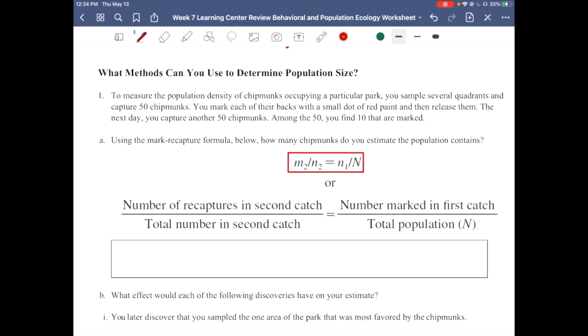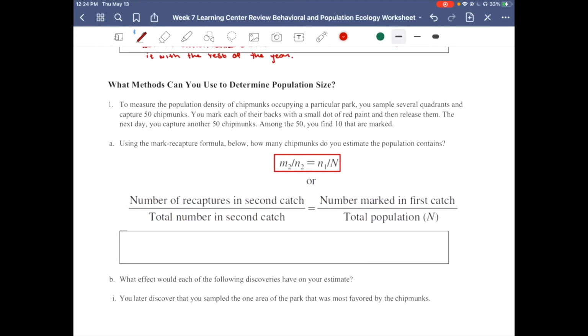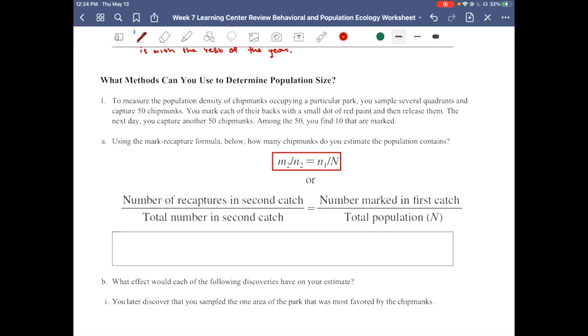And here's what they mean. So, the M2 is going to be the number of recaptures in the second catch divided by the total number in the second catch. That is equal to, so you're setting up a proportion, the number marked in the first catch divided by the total population. So usually we're trying to find this. So this is usually the unknown.